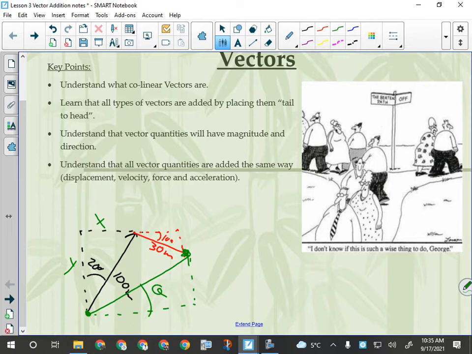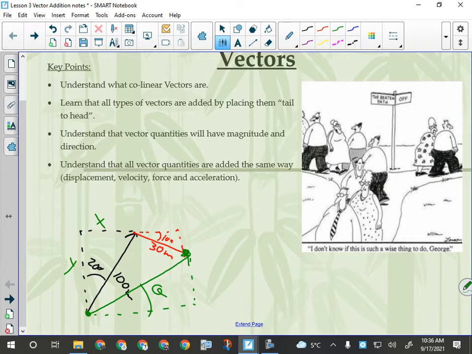Okay, so this method we call the tail to head method is used for any vector quantity, not just displacement. It's also used for velocity, for acceleration, and in unit 2, for force. If I have two forces that aren't pushing in the same direction on one object, the object moves in the direction that is the sum of those two forces.